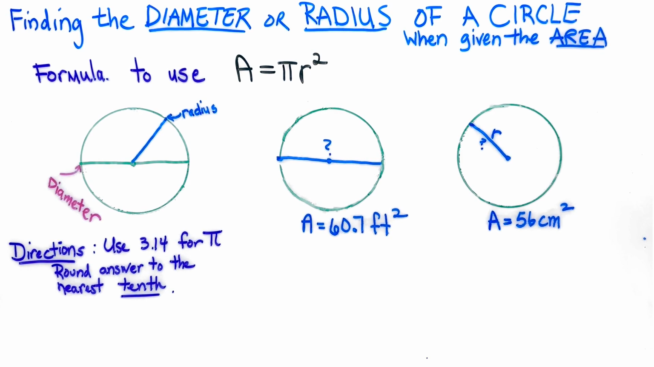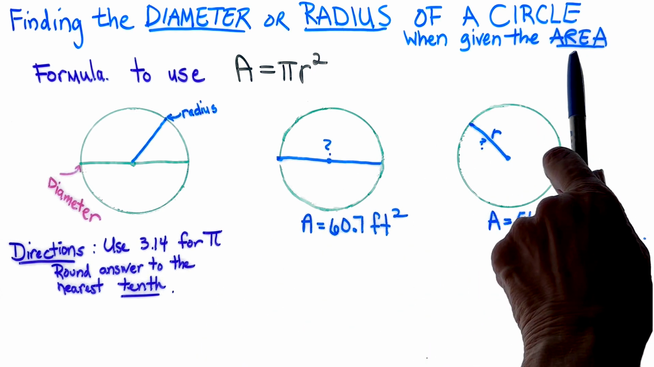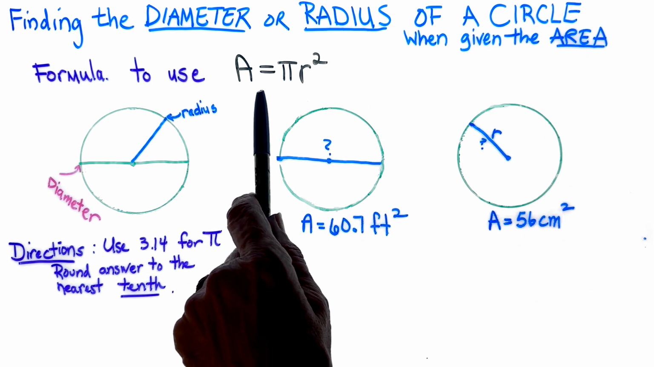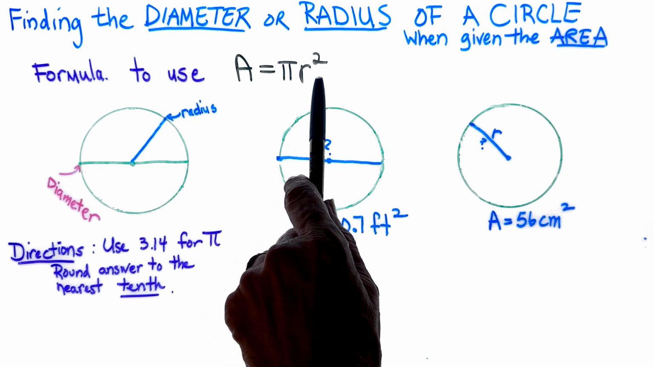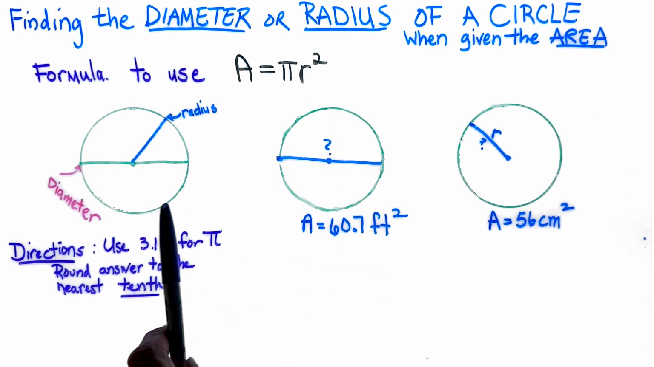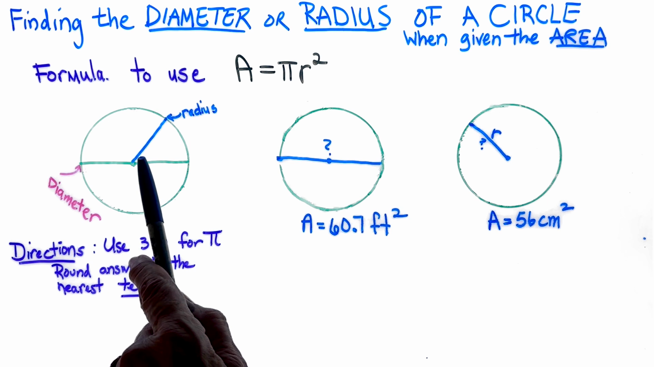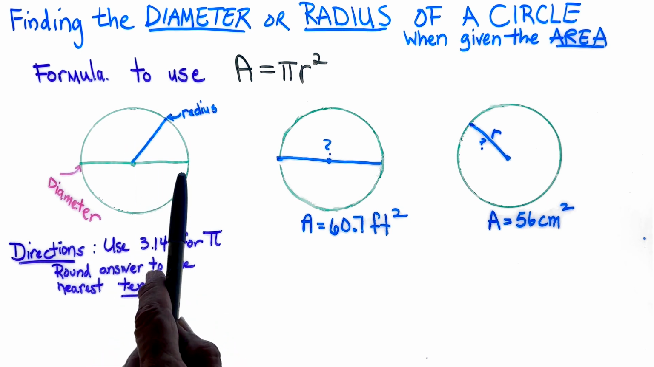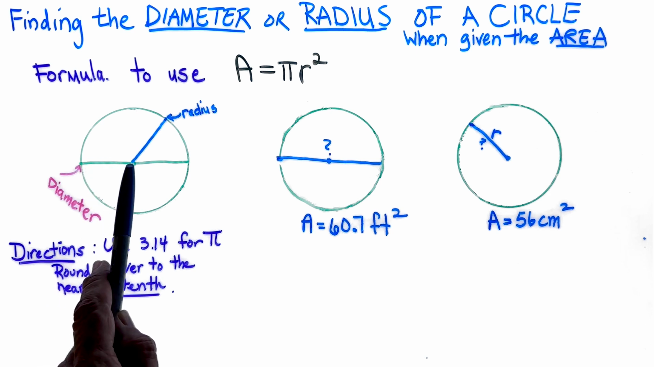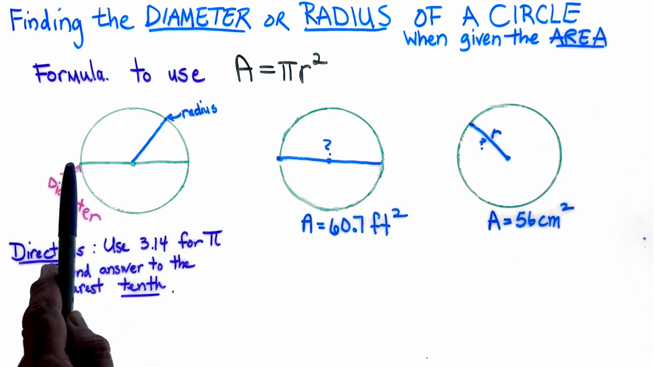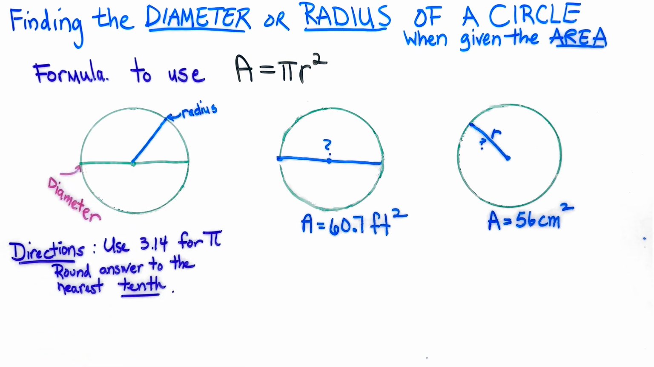For this lesson, we will be finding the diameter or the radius of a circle when given the area. So the formula that we will use, because we're talking about area, is area equals pi r squared. Again, remember, a radius is halfway across a circle. The diameter goes through the center of the circle, just like the radius starts at the center of the circle and touches both sides of the circle.